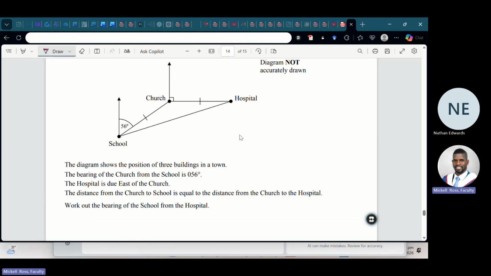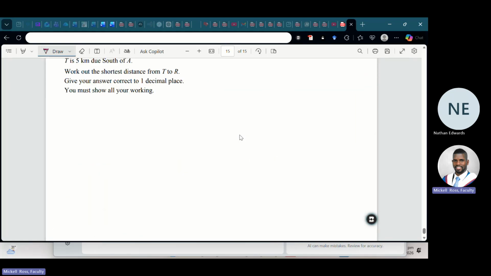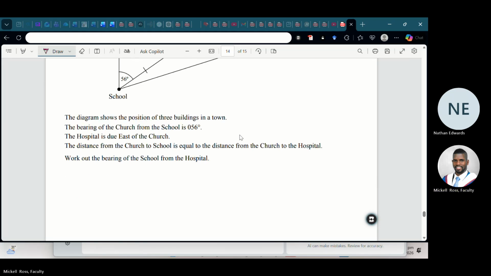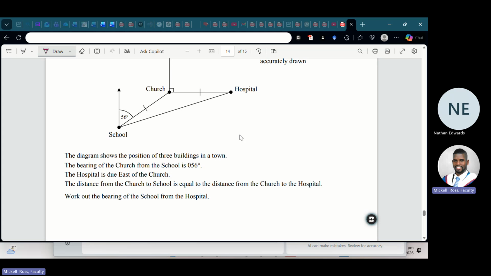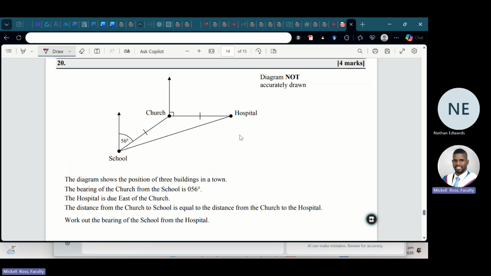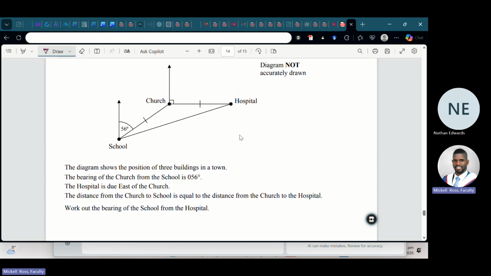All right, I'm going to do number 20 and 21 and wrap up with you guys for today. What we can do is that some of the other questions, you can just take a look at them and work through a few so that you get a bit of practice for yourself.